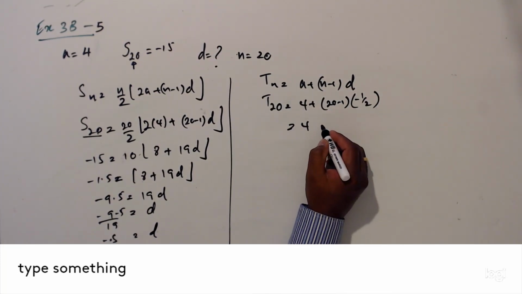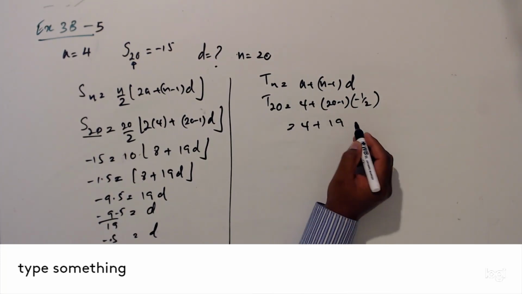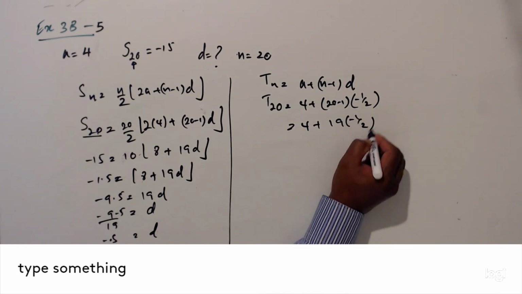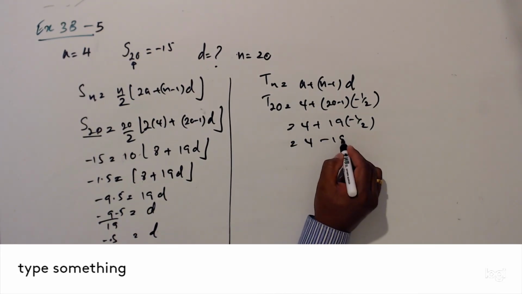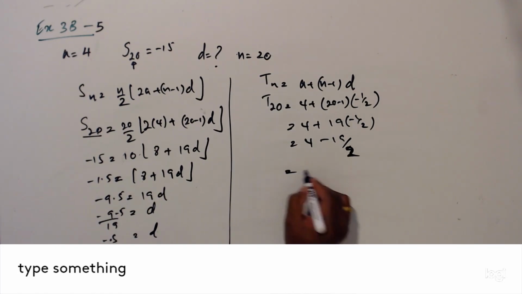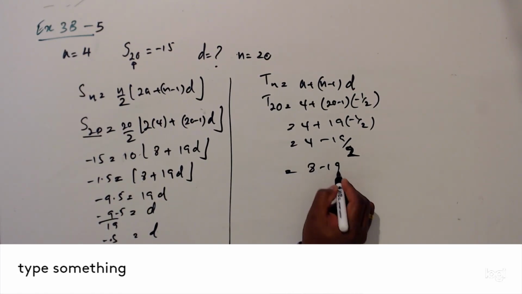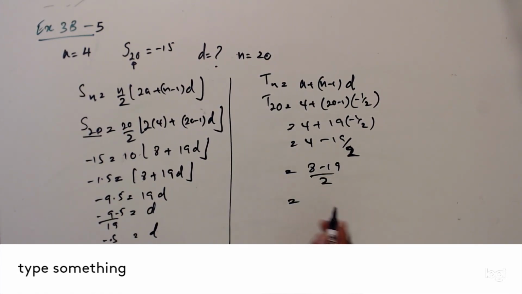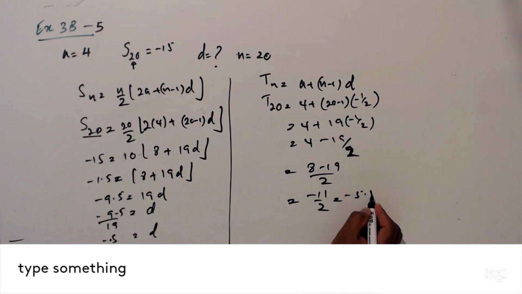So 4 plus 19 times minus half, which is 4 minus 19 over 2. So this is 8 minus 19 over 2. That is minus 11 over 2, that is minus 5.5. So the 20th term is minus 5.5.